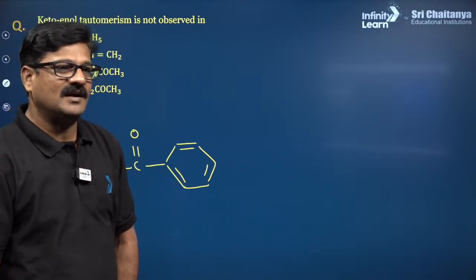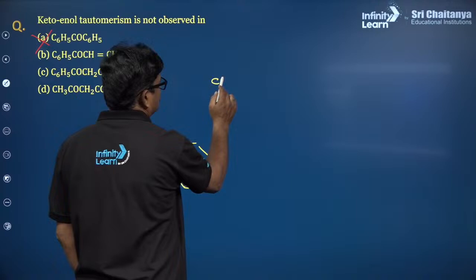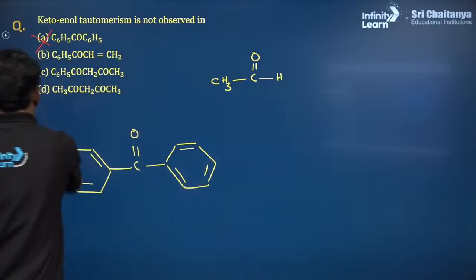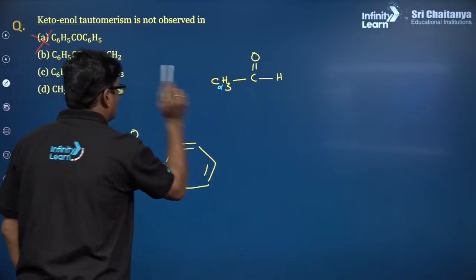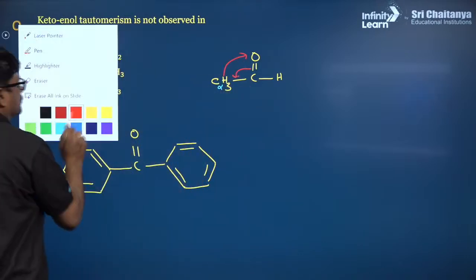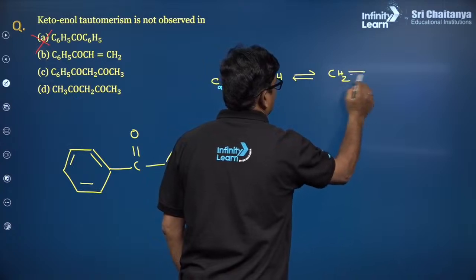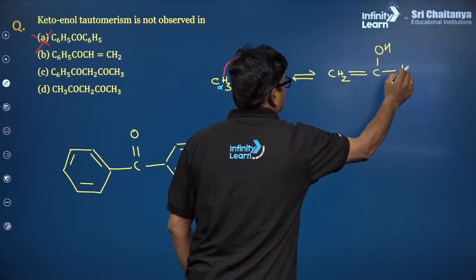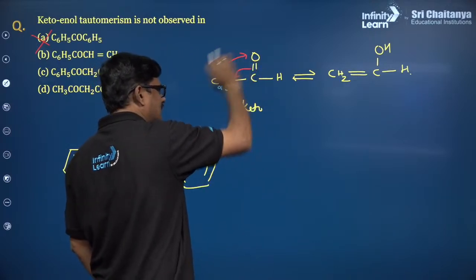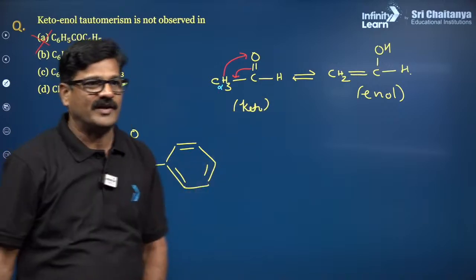For keto-enol tautomerism you need alpha hydrogen, as in acetaldehyde. You can say carbon CH3, C double bond O and H. This is what you call the alpha carbon and this is the alpha hydrogen. This hydrogen migrates here, so that you're going to see the formation of CH2 double bond C and OH and H. So this is the keto form, like an aldehyde, and this is called the enol form. This is called keto-enol tautomerism.